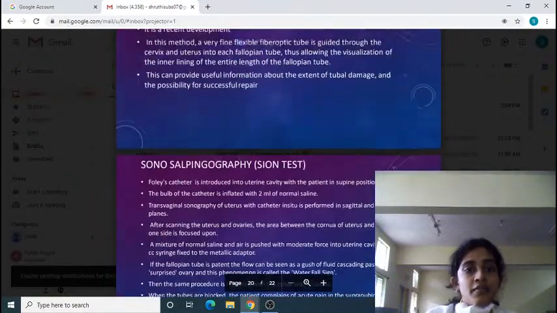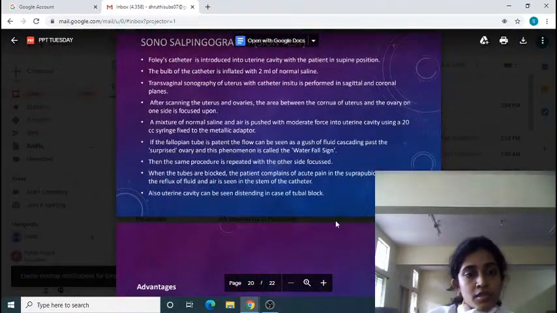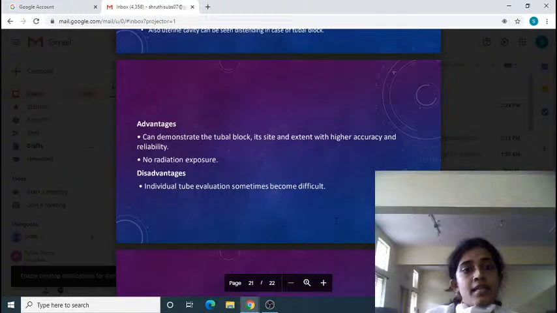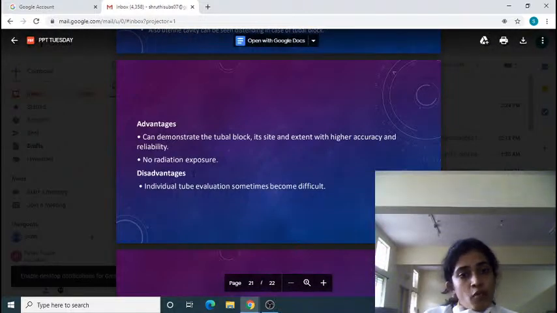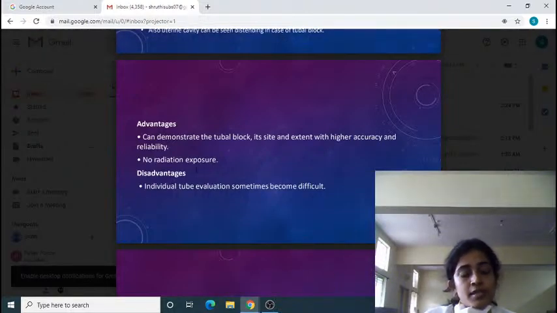Now, the advantage of sonosalpingography, or Sion's test, is that it can demonstrate the tubal block, its site and the extent with high accuracy and reliability. And there is no radiation exposure, because we are using transvaginal sonography to do this, and there is no X-ray involved. And the disadvantage is that individual tube evaluation becomes difficult sometimes.